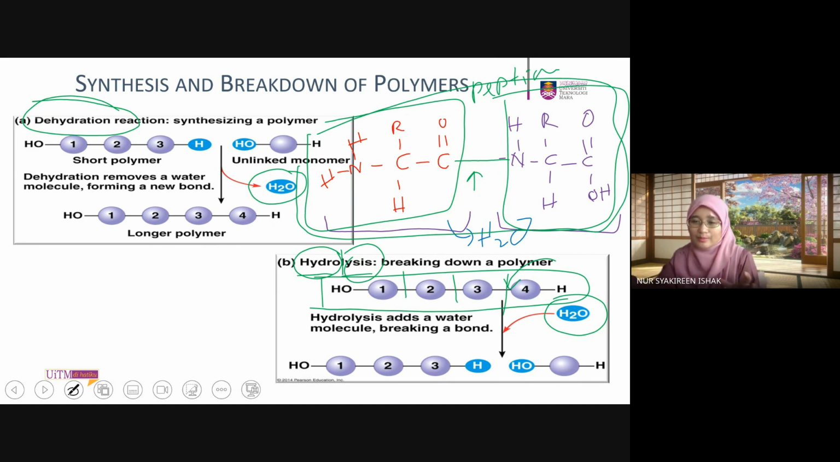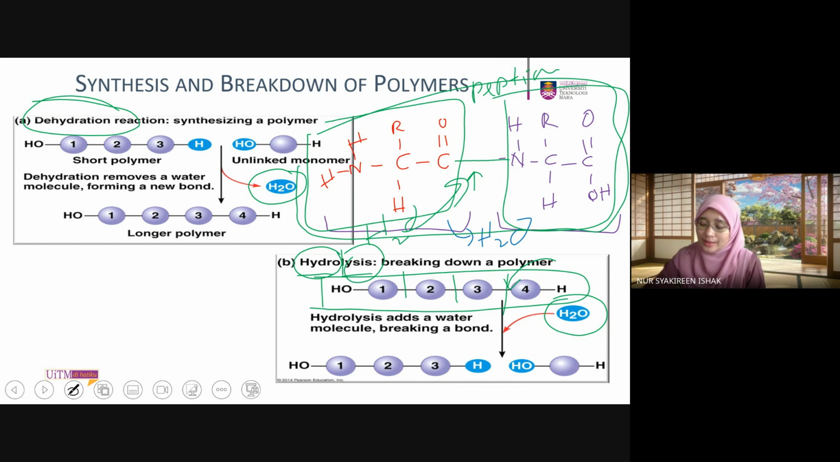Okay, so if you add more amino acid, it forms a polypeptide. So basically, in order for you to break this peptide bond, you need to add water. So hydrolysis is the opposite reaction of dehydration. Dehydration is the opposite reaction of hydrolysis.